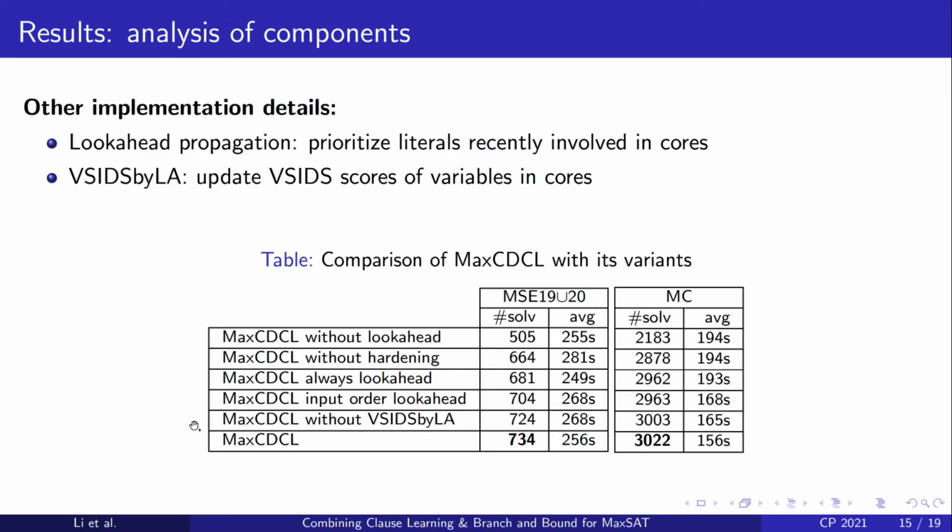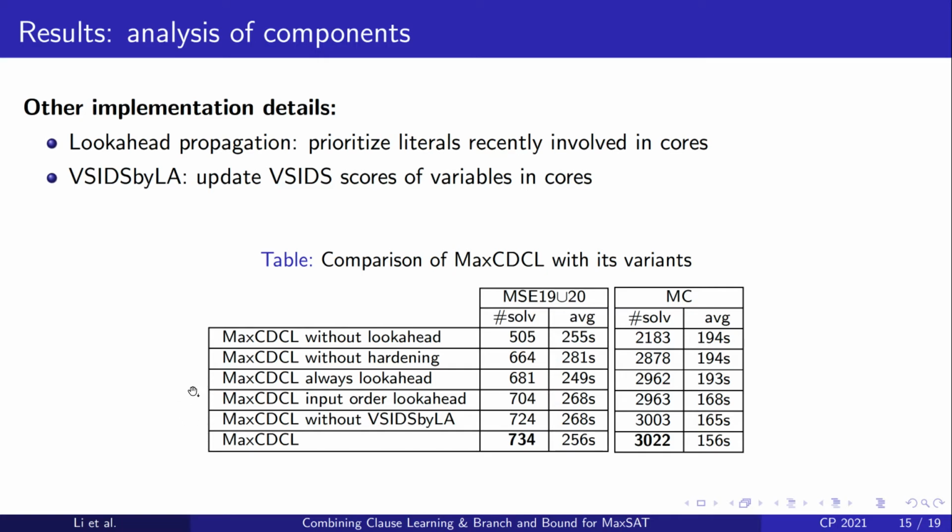And then in each row we analyze what happens if we individually remove some feature. So for instance, if we do not use look-ahead to look for local cores and detect soft conflicts, the number of solved instances is 505. If we do not use hardening, we solve 664. And if we always run look-ahead, so we do not use the probing strategy to try to avoid unsuccessful look-aheads, the number of solved is 681.